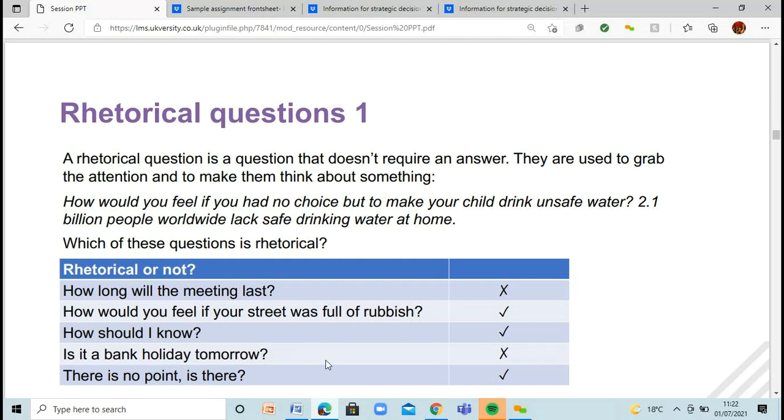And is it a bank holiday tomorrow? So that's a real question where you do expect an answer and you will go, yes, it is, or no, it isn't. That's next week. And then the question that I probably end up asking my kids most when they're making a mess is, there's no point, is there? You don't expect an answer from them, but you're trying to get them to feel like, stop making a mess over here.